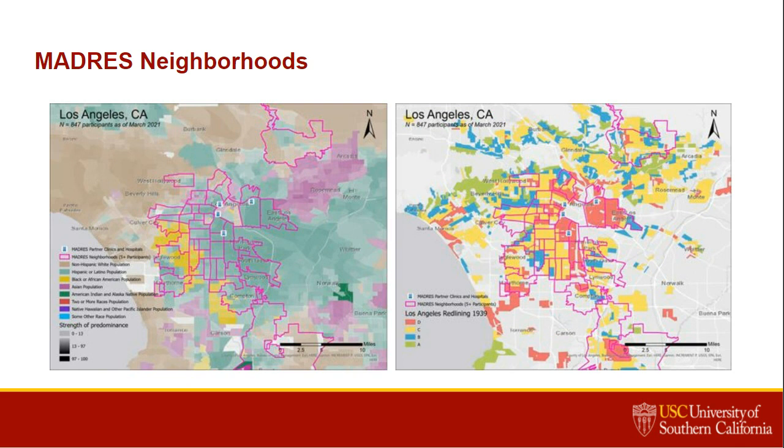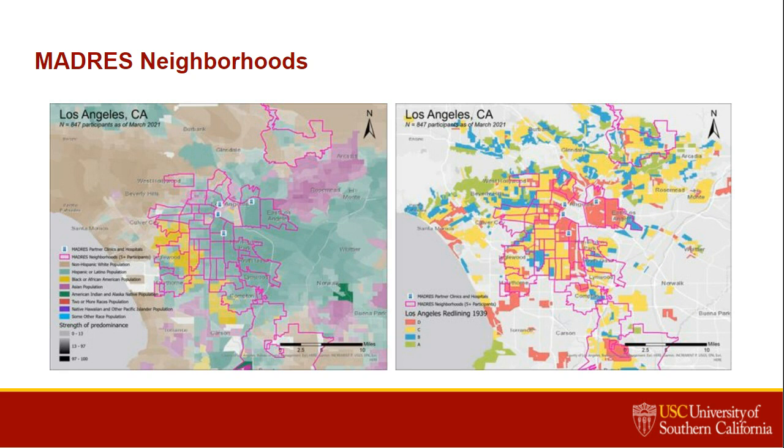If you start on the left, looking at the map on the left, this shows you the racial ethnic distribution in LA. There are these very dark pink boundaries that are drawing lines around the MADRES neighborhoods where we have at least five participants. The colors underneath show you the predominance category, meaning what racial ethnic group is predominant in that neighborhood. The green shows that most of these MADRES neighborhoods are Hispanic or Latino neighborhoods, and the yellow is mostly African American or Black communities. So as you can see, MADRES neighborhoods are very much Hispanic, Latino, and African American.